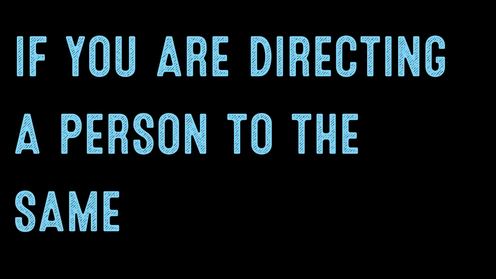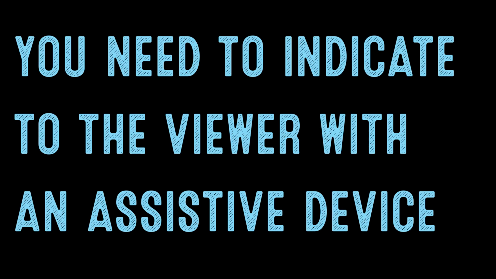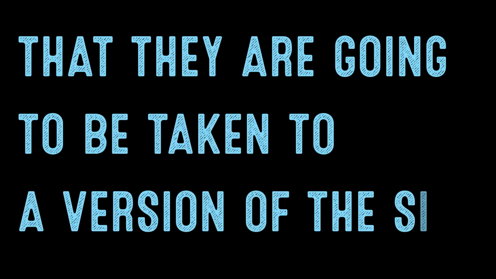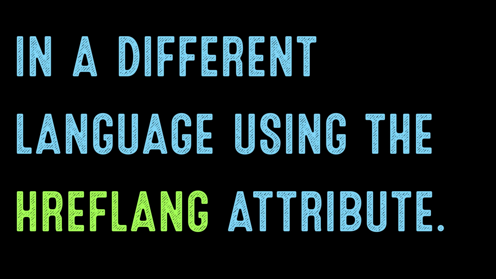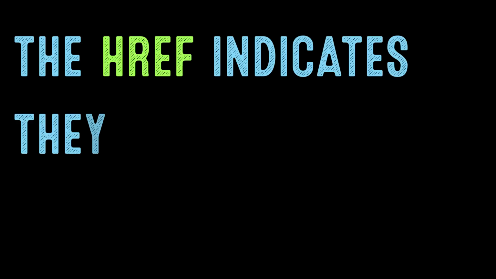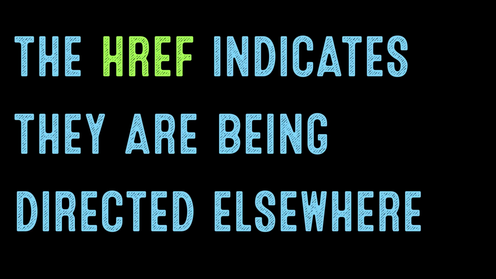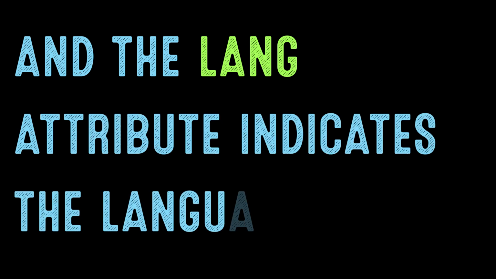If you are directing a person to the same content but presented in a different language through a link, you need to indicate to the viewer with an assistive device that they are going to be taken to a version of the site in a different language using the hreflang attribute. The href indicates they are being directed elsewhere, and the lang attribute indicates the language.